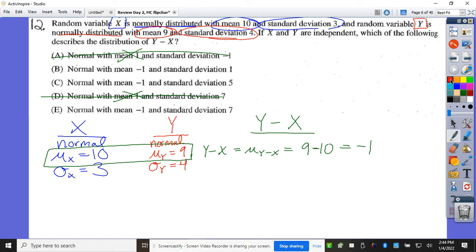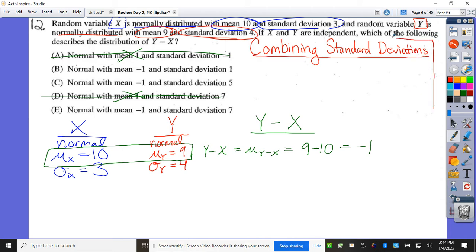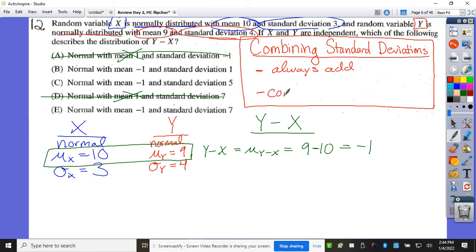Now, this is the main thing the problem's actually testing, once you get past those little things. There are always how many rules when we combine standard deviations? 2. What is one of them? Always add. And what's the other one? Square them, or combine as variance.